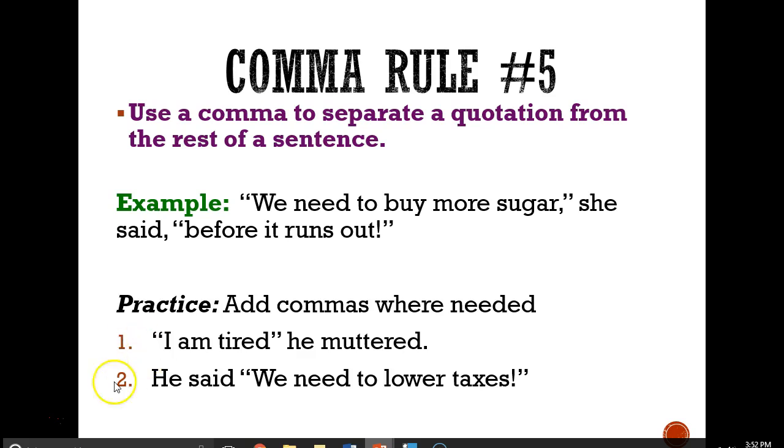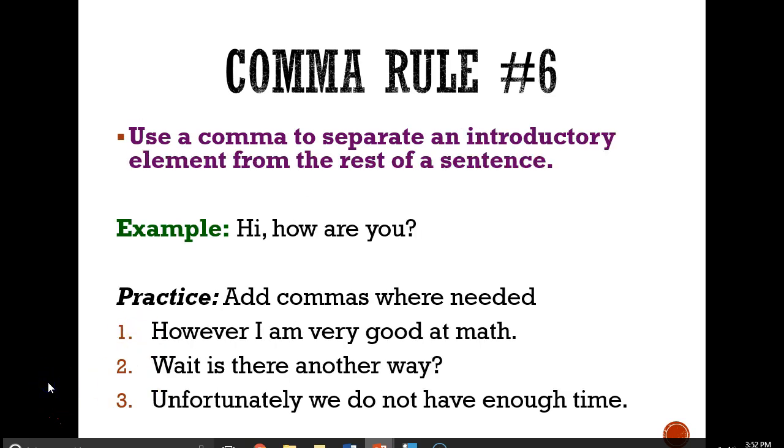The next comma rule is going to ask you to separate an introductory element from the rest of the sentence. For example, "Hi, how are you?" Words like "wait" are all introductory elements that introduce where the sentence is going to go. "Hi, how are you?" would have a comma because it is a natural pause. So you're going to write comma rule number 6 with the rest of your comma rules, and then the practice is going to be written on that separate sheet of paper. Once again, you're going to copy the sentence exactly as it is there and insert the comma to separate the introductory element from the rest of the sentence.